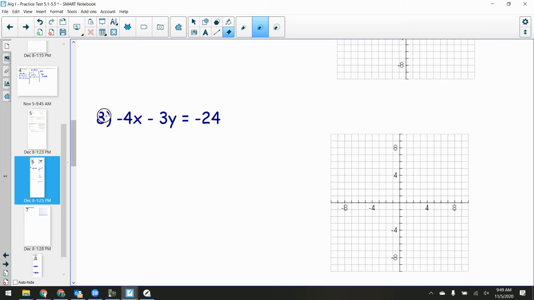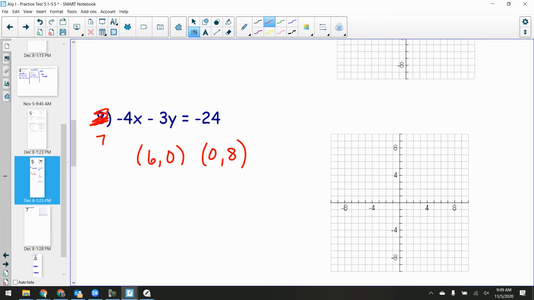Who had number 7? Mr. Bader back there. He had 6, 0, and 0, 8. That is a correct answer. You plug 0 in for y, you get -4x is equal to -24. Divide by -4, you get x equals 6. You plug 0 in for x, you get -3y is equal to -24. So y is 8. Again, 6, 0, 0, 8.